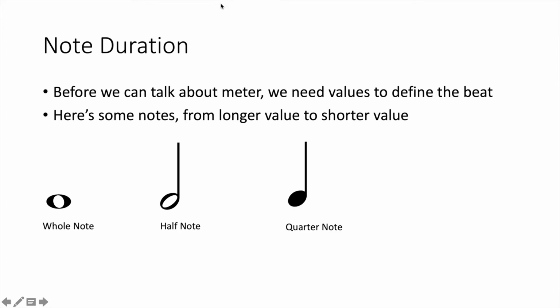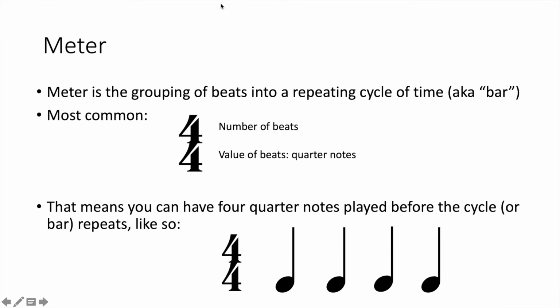2 half notes are equal to 2 quarter notes. And as you're guessing from basic math here, 1 whole note is equal to 4 quarter notes. And 2 eighth notes are equal to 2 quarter notes. So 8 eighth notes equal 1 whole note. Now with some values, we can talk about meter.